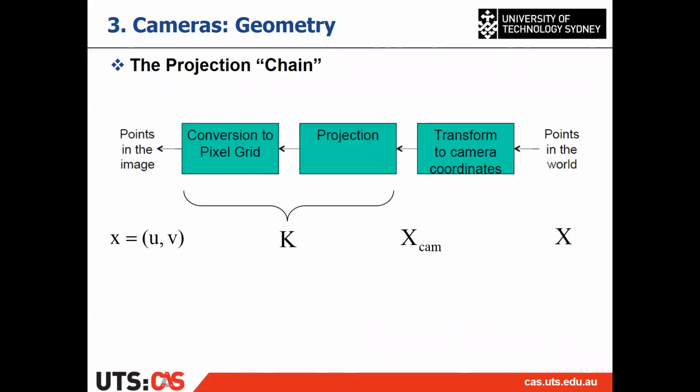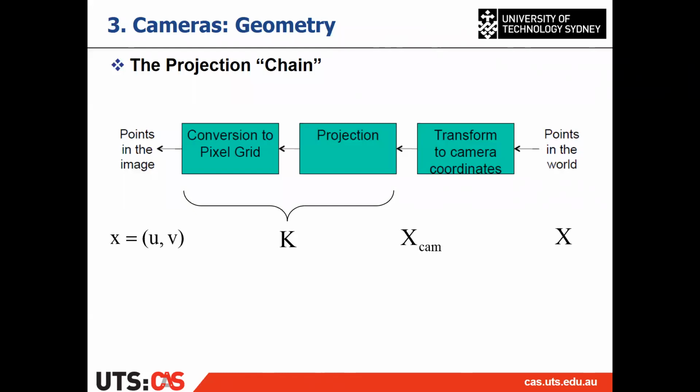And here is a projection chain for a general case. Suppose you have a point in the world coordinate, and the first thing is to transform that point into the camera coordinate frame, and then to do the central projection with the principal point offset. All right, so any questions about camera projection? Do make sure you know how to do that, right?